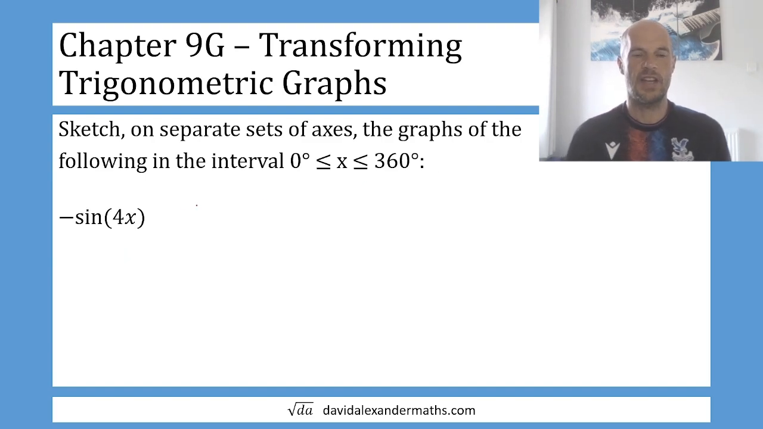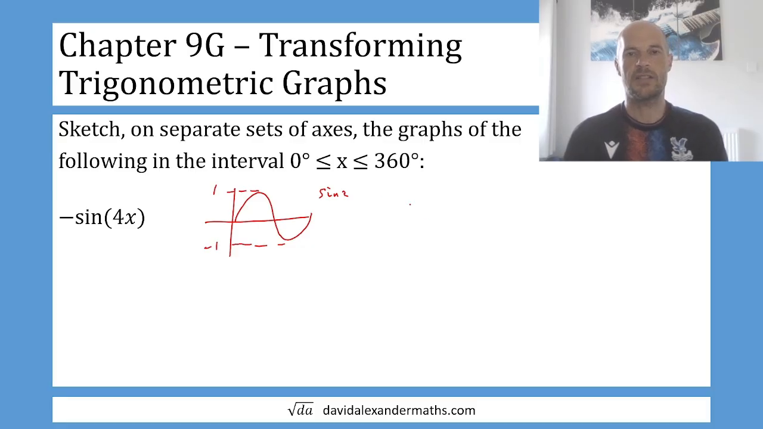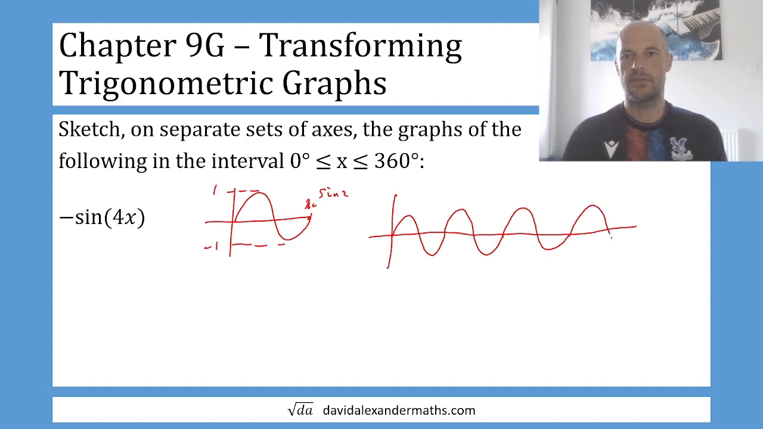Okay, so here is another one, the minus sine of 4x. So let's start off with the sine of x, easy peasy. Positive, maximum 1, minimum negative 1. So a sine of 4x means I'm going to get 4 sine waves for the price of 1 in between 0 and 360. So there is 1, there is 2, there is 3, and there is my fourth. So this is the sine of 4x.